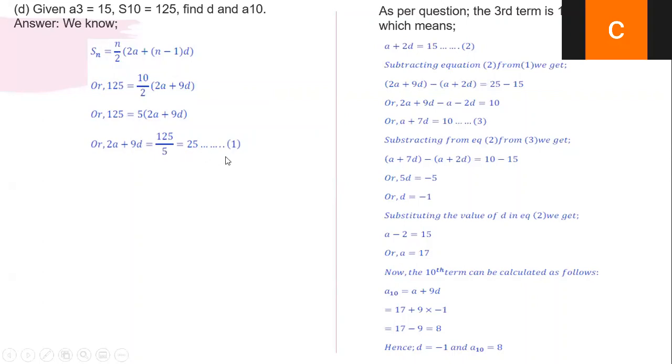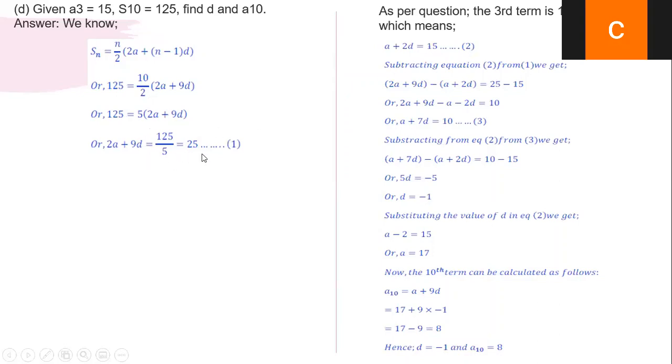Any doubt here, children? First, I'll take S10. So I'm getting 2A plus 9D is equal to 25. Any doubt here? No, ma'am. Next, we'll take the third term they gave. The third term of an AP they gave is 15. The third term in the sense A plus 2D value they gave is 15. I'll call this equation 2.